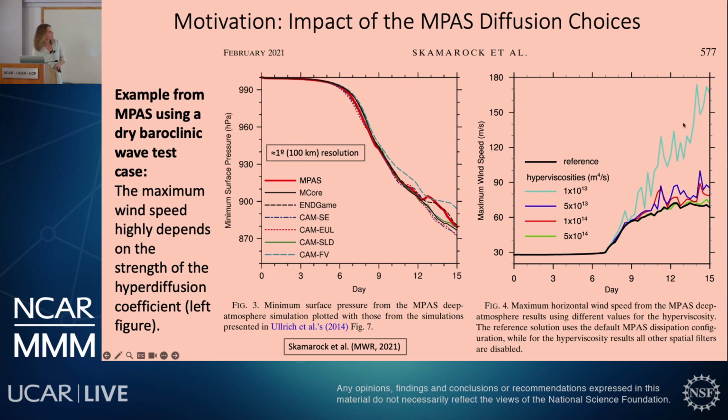So as we are using less diffusion, the baroclinic wave's maximum velocity is shooting up. This is over a number of days. This is not the default here in blue. I think the default, as he mentioned, is more like the black reference line. That would be a default choice at the time of this paper, which is a deep atmosphere configuration of MPAS. All right.